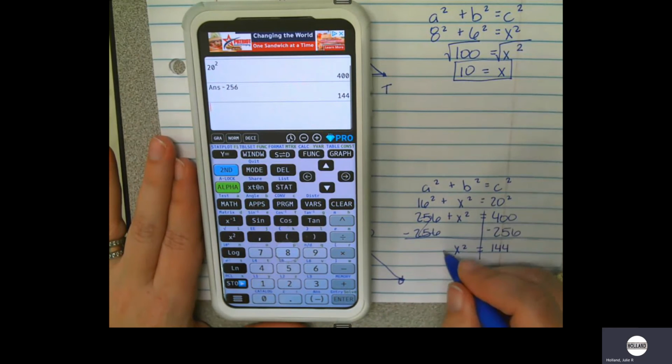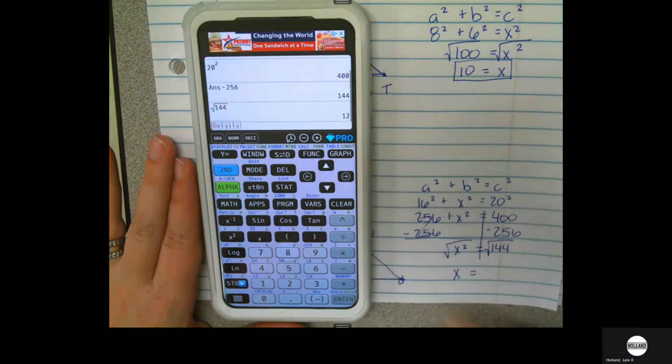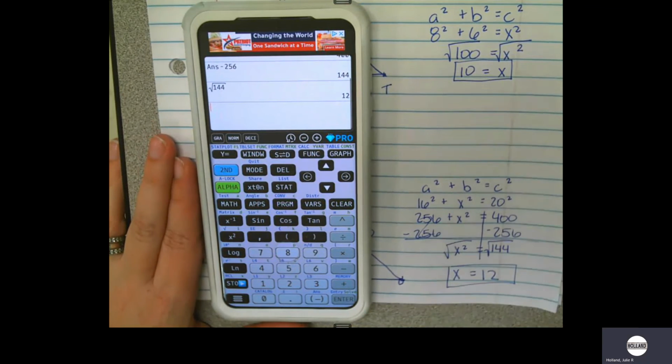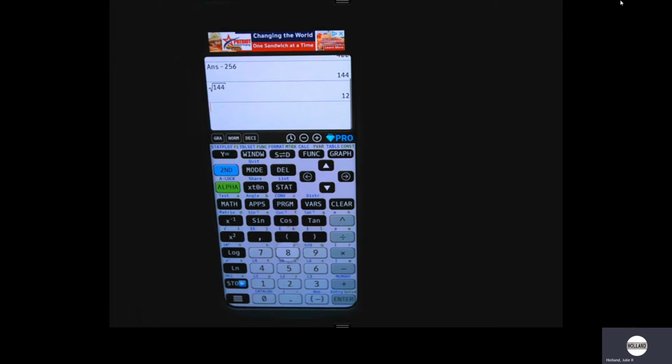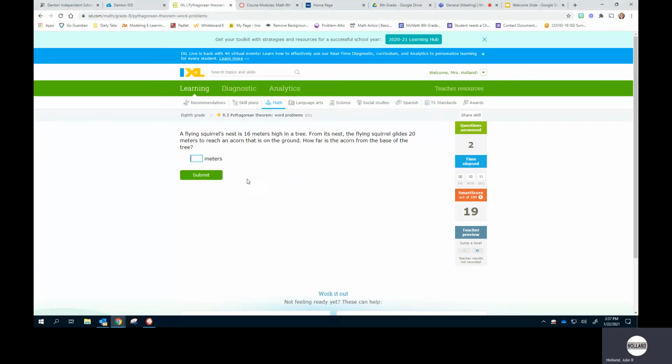But I don't want to know x squared, I want to know x, so square root. So square root of 144 is 12. So my answer would be 12. Okay, so I'm going to hop back over here to IXL, and it was 12, and there we go. Sorry, lights just went off in my room.